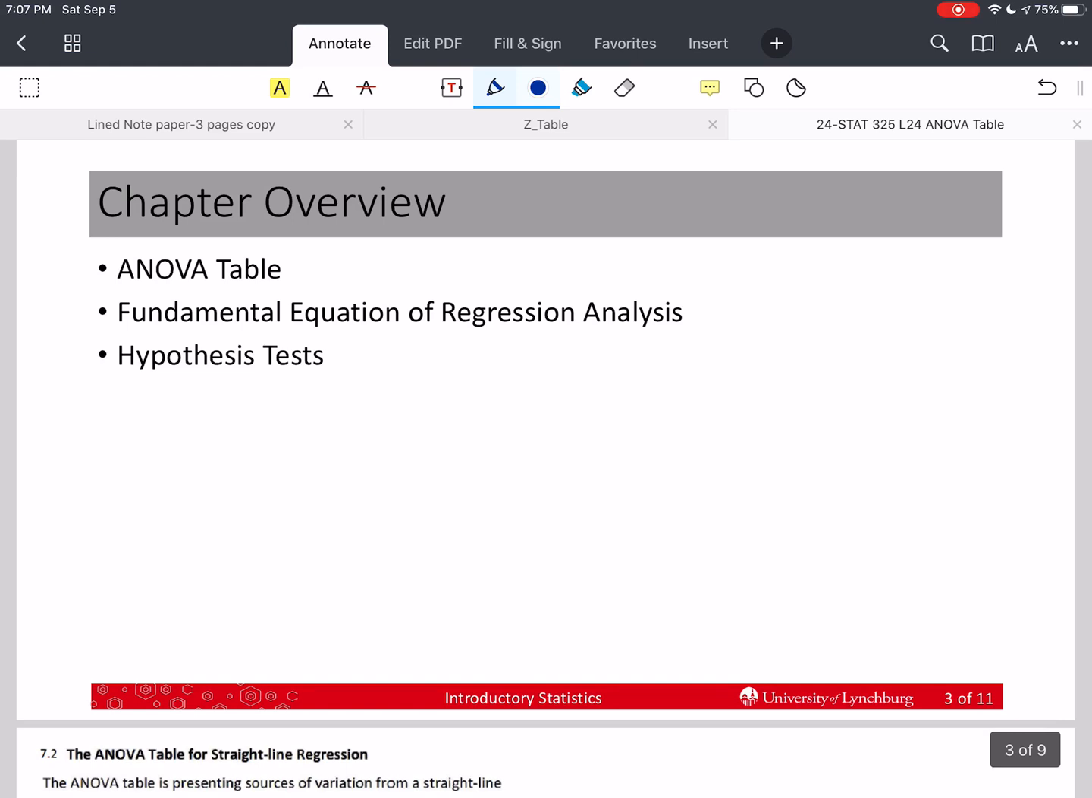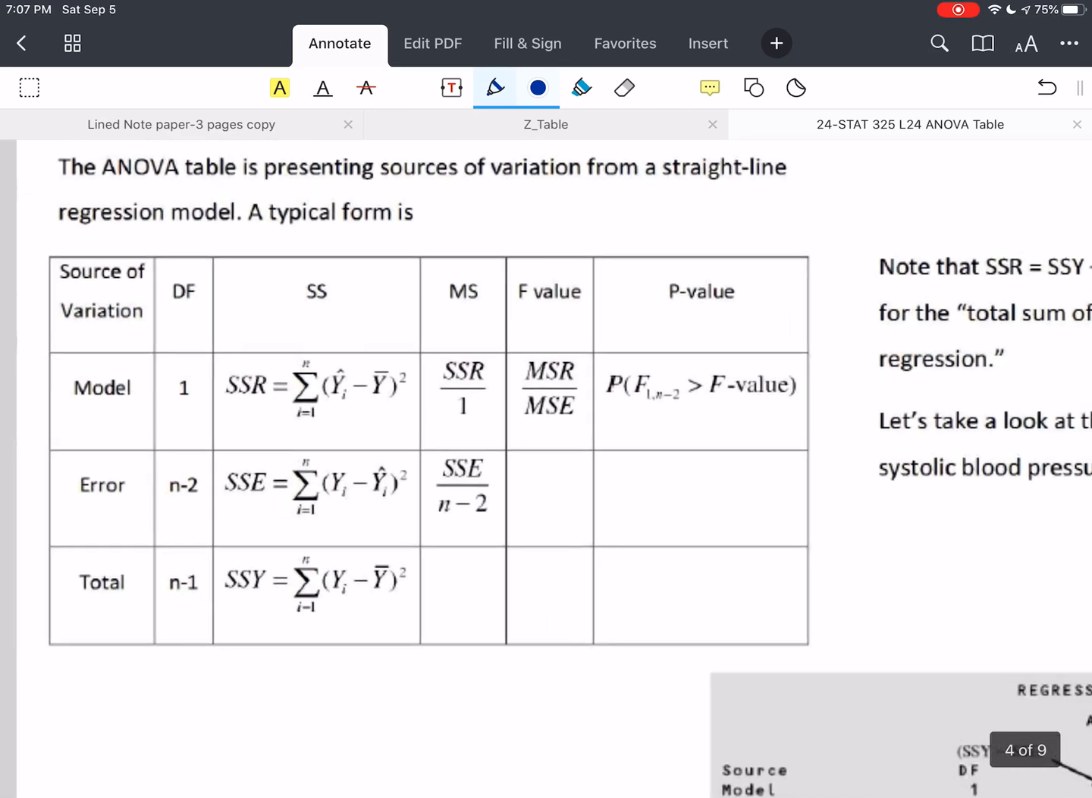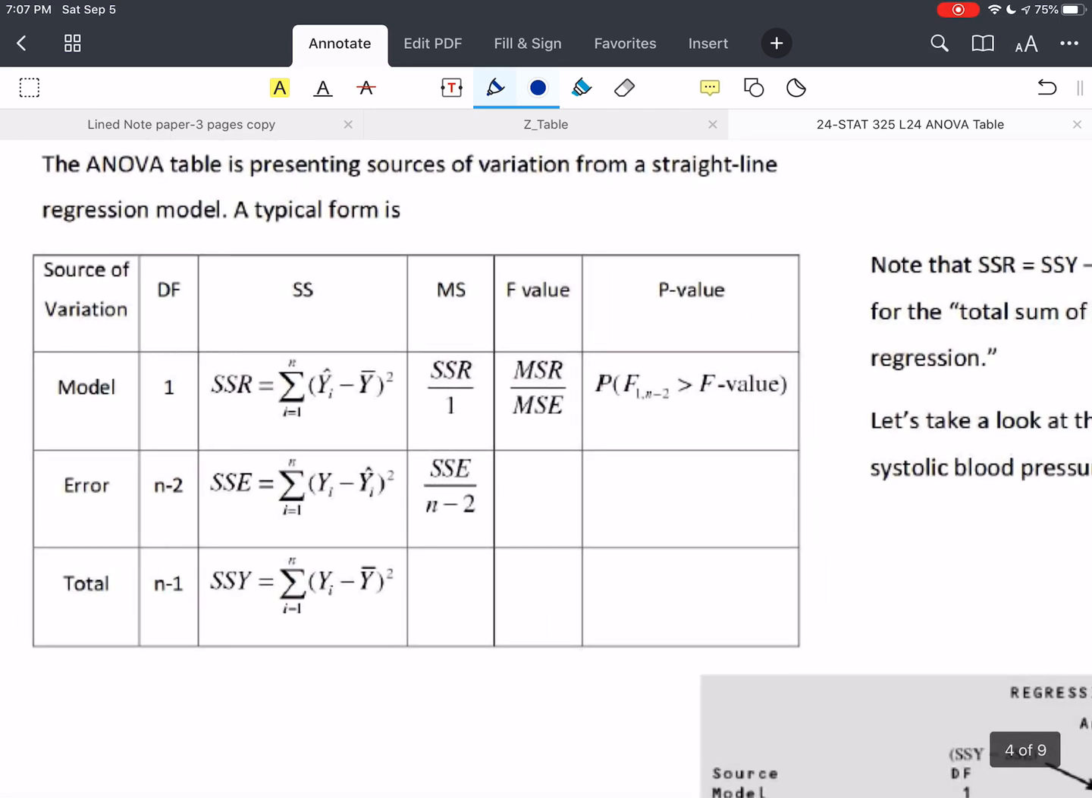The ANOVA table, this chapter we're going to talk about the ANOVA table, and with it the fundamental equation of regression analysis, and then how we can use this for some hypothesis tests. So let's take a look at an ANOVA table. First we have the model, which is the regression line, then error, and then total. So everything here is based on the line that explains the data.